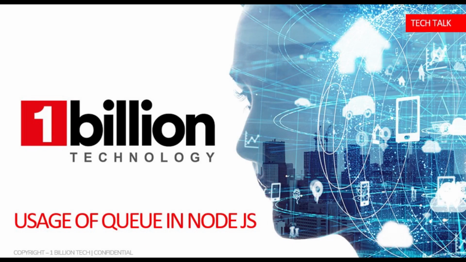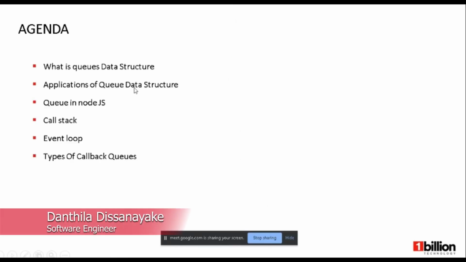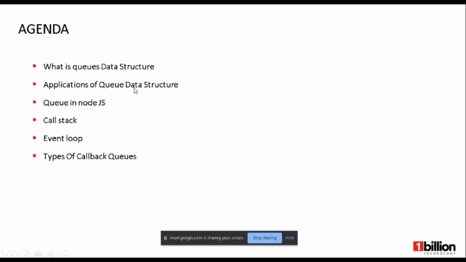Today I'm going to talk about what a queue is in data structures and the applications of the queue data structure, using queues in Node.js. What are the call stack, the event loop, and the types of callback queues? Those are the topics I'm going to introduce.